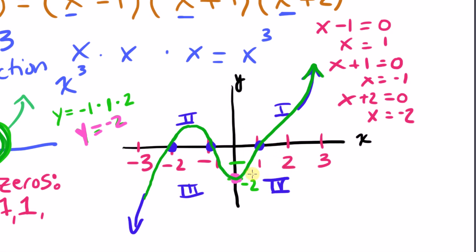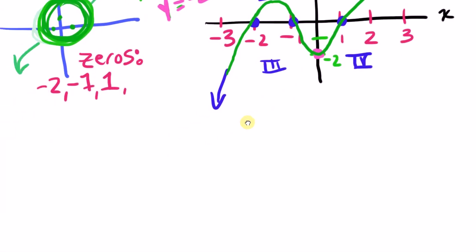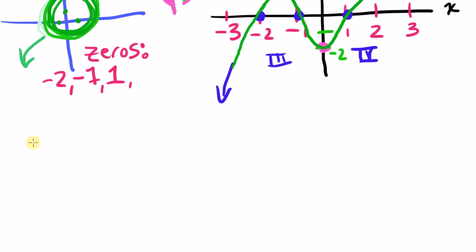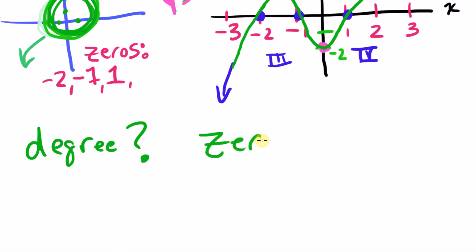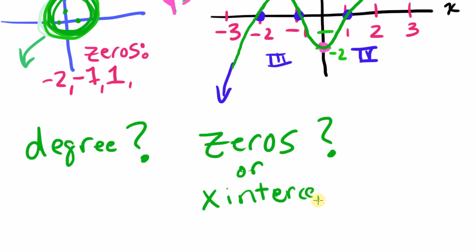So what did we do? We found the degree of the polynomial. We found the zeros of the polynomial. We found, which are going to be the x-intercepts and y-intercepts. So we found the zeros or x-intercepts and y-intercepts.